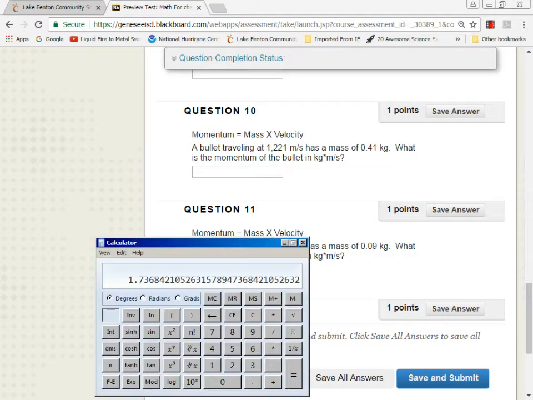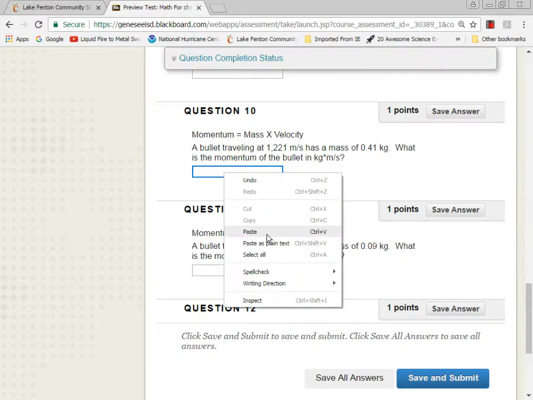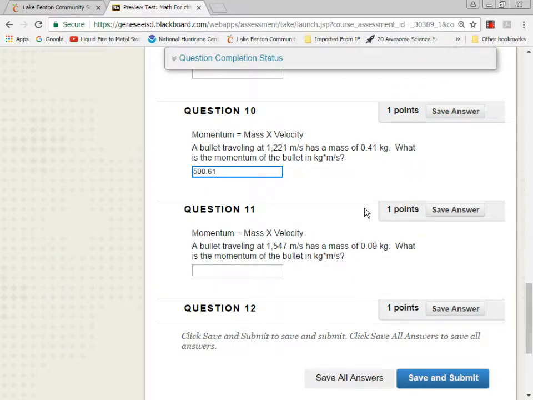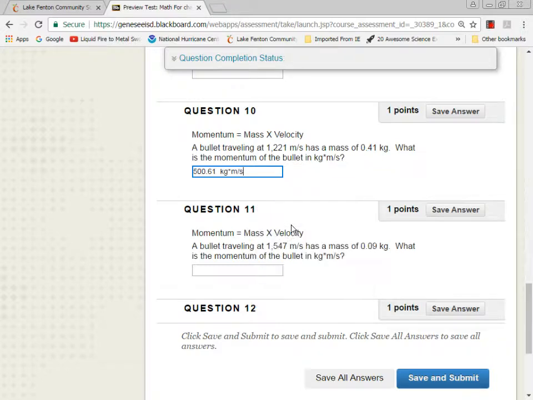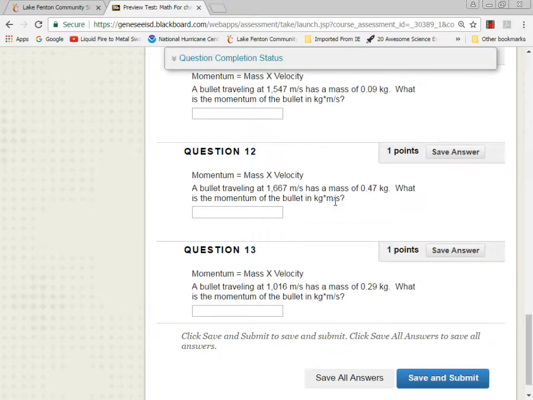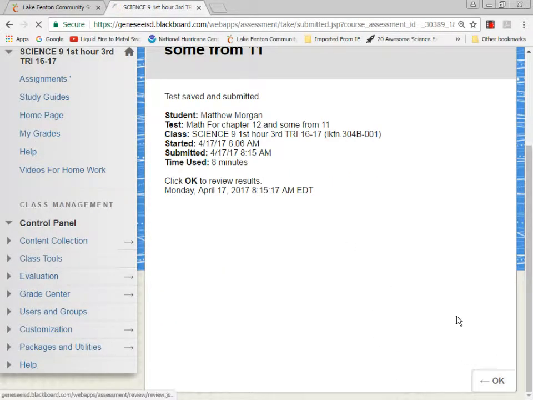And momentum simply is first number times second number. 1,221 times 0.41. And the formula's right there. Edit, copy, paste that. And then space, and I would just do this. And then that's pretty much it for the entire math section. So let's see how we did.